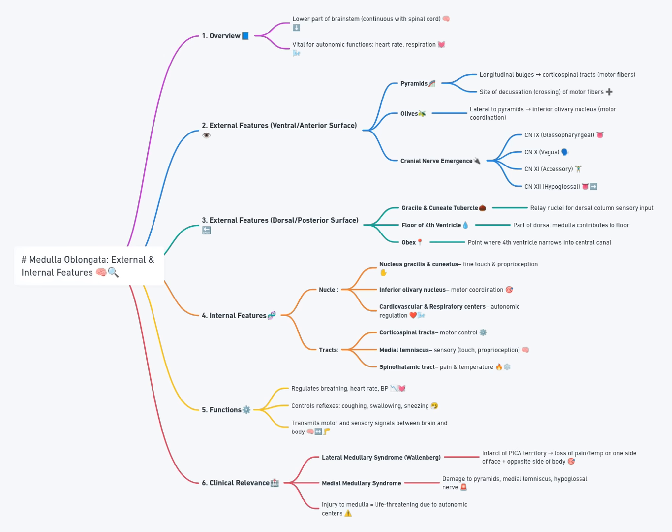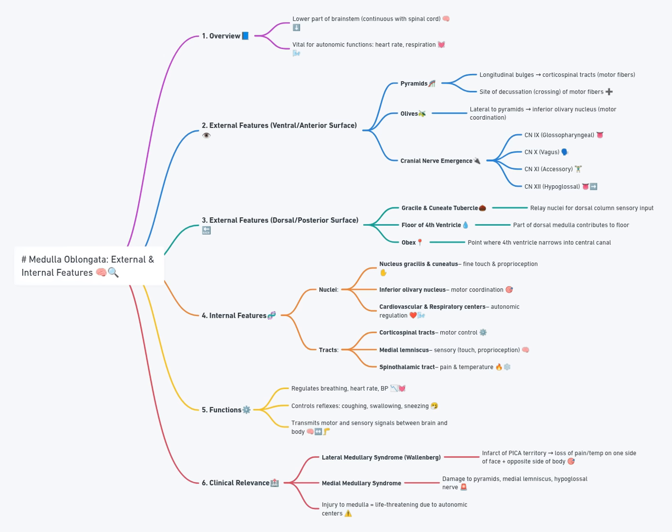On either side of this you'll see the gracile and cuneate tubercles, bumps formed by the underlying gracile and cuneate nuclei, which receive fine touch and proprioceptive input from the lower and upper body respectively. Lateral to the tubercles, the inferior cerebellar peduncles link the medulla to the cerebellum, carrying both afferent and efferent fibers.